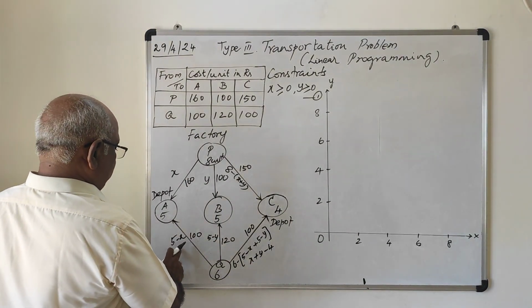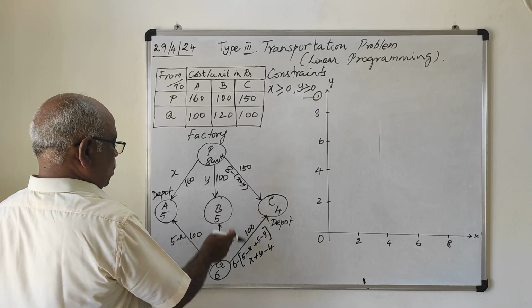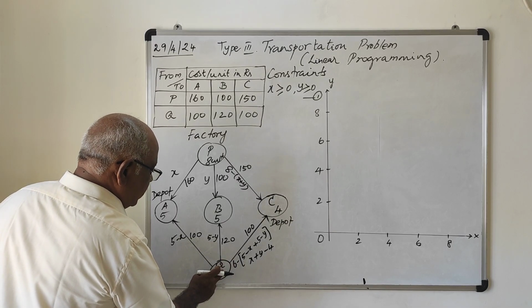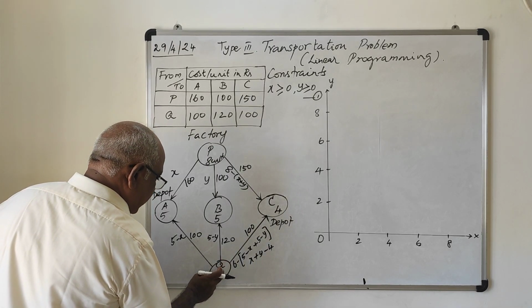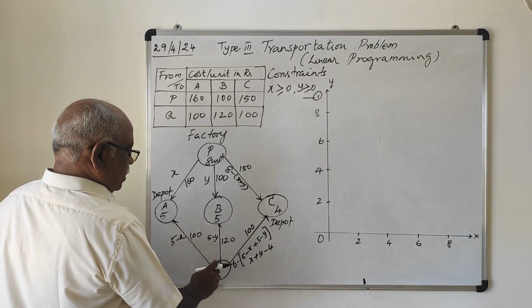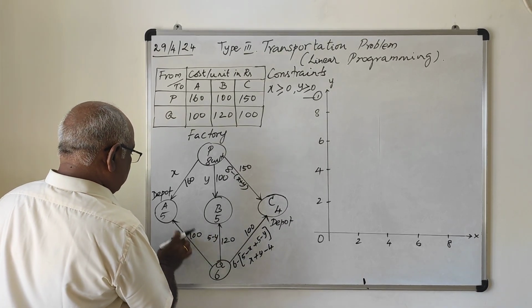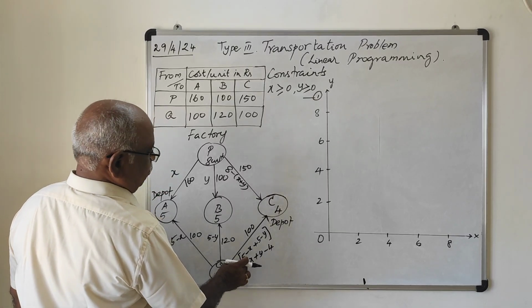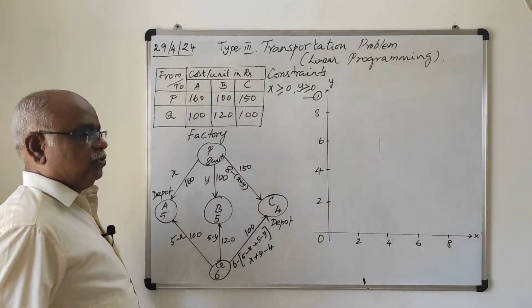So 5 minus x from factory Q to A and 5 minus y units from factory Q to B. Since the capacity of the factory Q is 6 units, the remaining 6 minus ((5 minus x) plus (5 minus y)) units are transported from the factory Q to the depot C. This is the required commodity transported from the factory Q to the depot C.